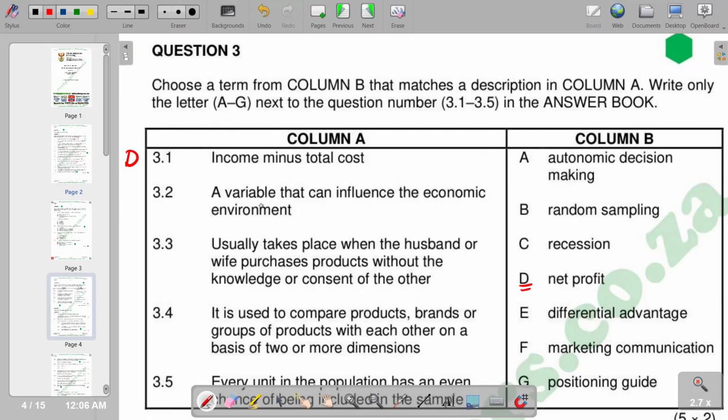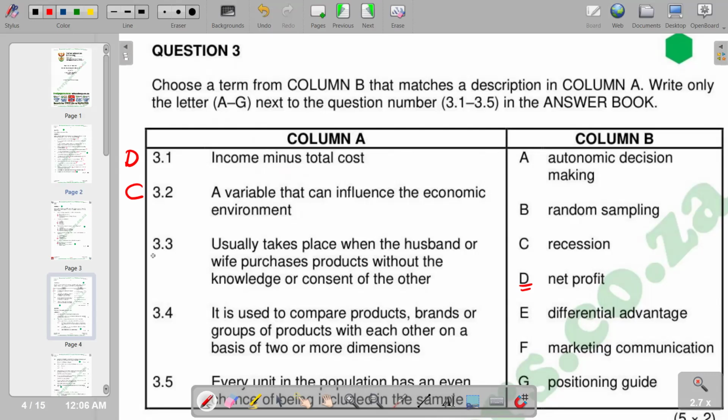Then 3.2, a variable that can influence the economic environment. The economic environment, we see that when there is a recession, it's going to obviously influence economic activities in the economy, so thereby influencing the economic environment. So a recession is described when the economic activity is going down in the economy, and it's associated with unemployment or with macroeconomic problems. When there is a recession, unemployment is one of them. Also, it's associated with inflation. So those are typical macroeconomic problems, part of the recession.